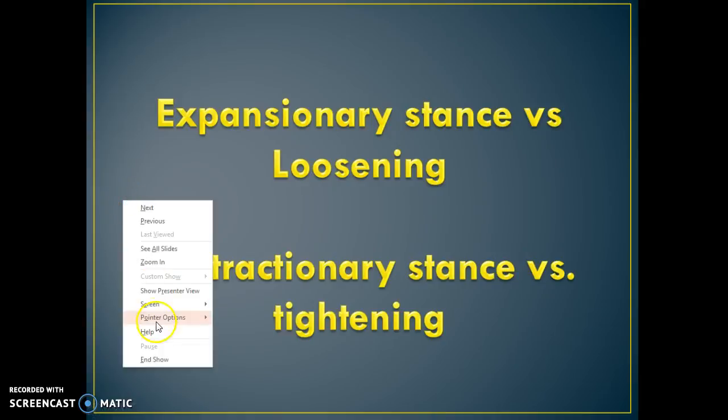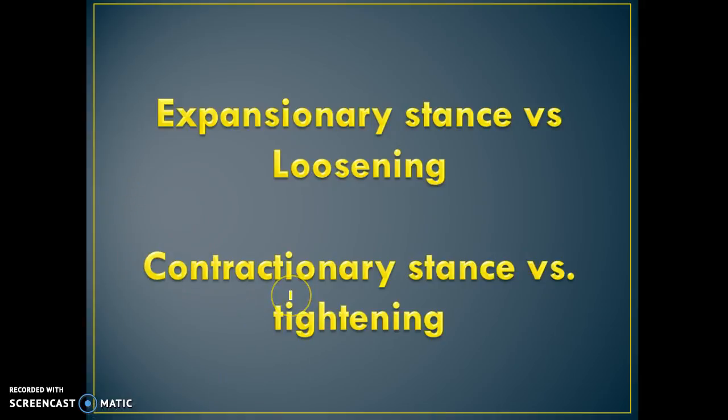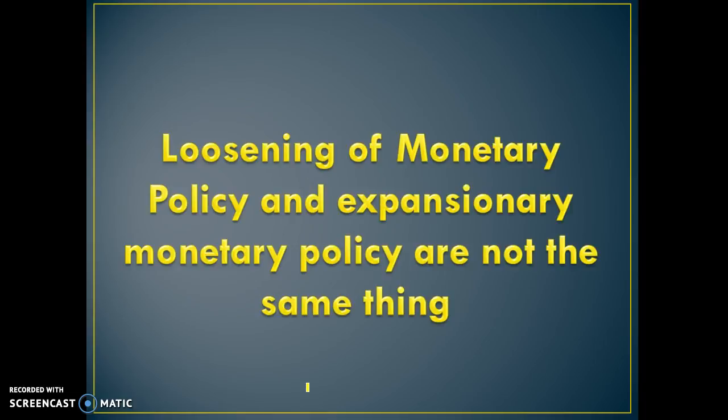In this video we're going to look at the difference between what is meant by an expansionary stance and why that's different to just a simple loosening of monetary policy, and the difference between a contractionary stance and a tightening of monetary policy. Because it's actually possible that the RBA might tighten monetary policy but not actually implement a contractionary stance. So loosening of monetary policy and expansionary monetary policy are also not the same thing.